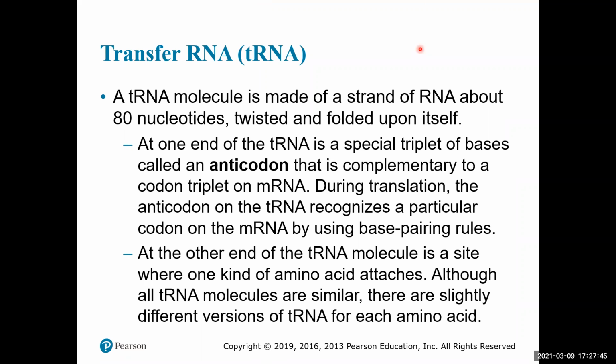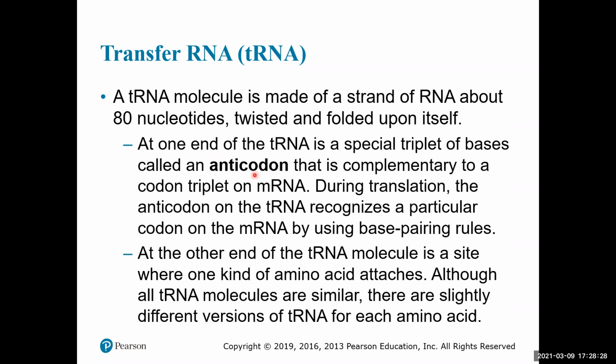All right, so with the tRNA molecule, that transfer RNA, like I mentioned earlier, it's made up of an RNA molecule itself. So it's actually a strand of approximately 80 nucleotides, which makes up that RNA molecule. And that tRNA molecule twists and folds on itself to form the transfer molecule that brings in the appropriate amino acid.